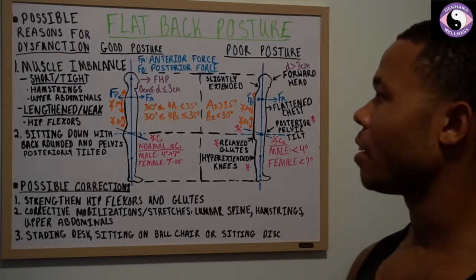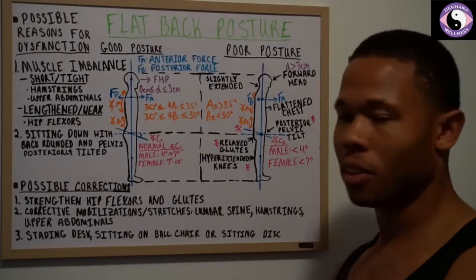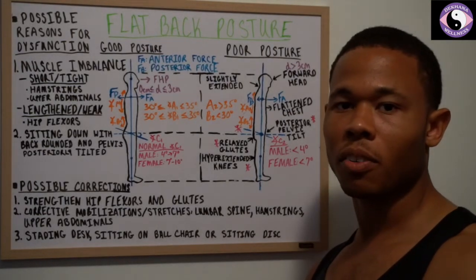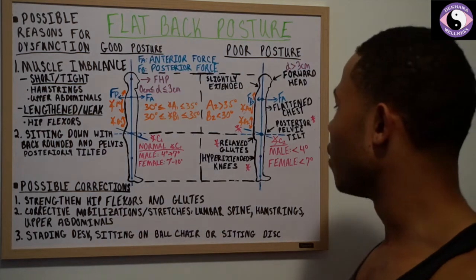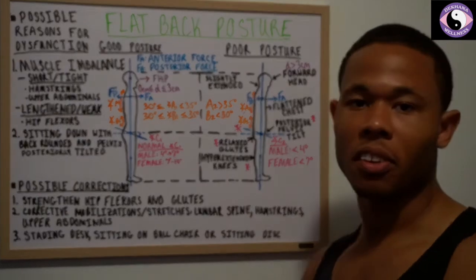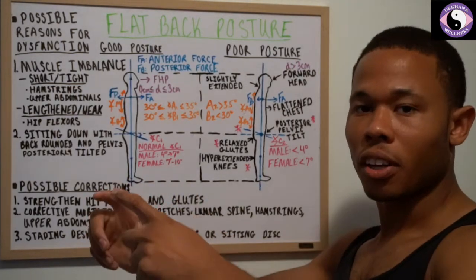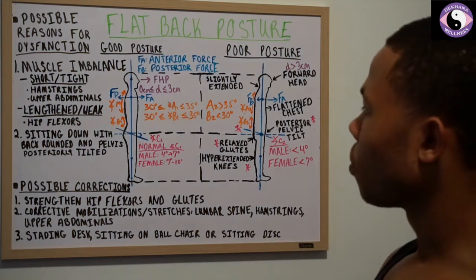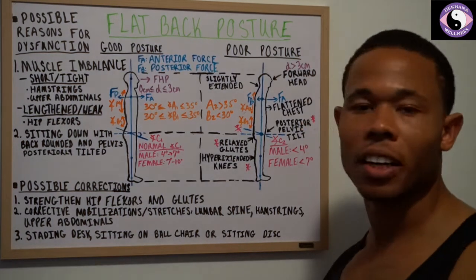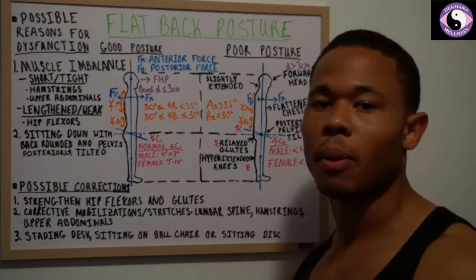All right, we want to look at the weak muscles now. So we looked at short and tight hamstrings and upper abdominals, and then the long and weak would be the hip flexors. So again, if the pelvis is tilting this way, then the hips are going to flatten out, as opposed to when we did the anterior pelvic tilt and the hips were going this way, so the hips were actually tight. Now the hips are lengthened. All right. Let's talk about also sitting down with back rounded and the pelvis posteriorly tilted is going to also facilitate this type of posture.